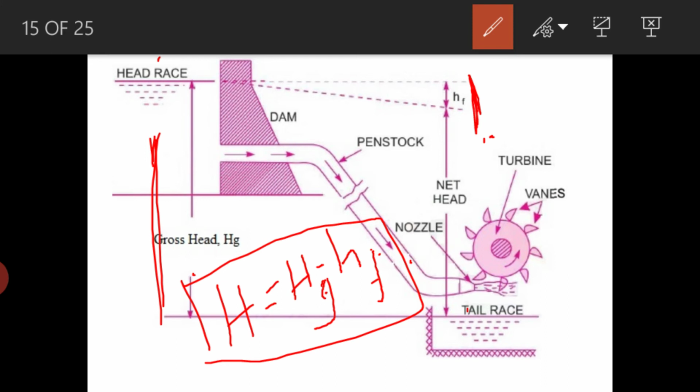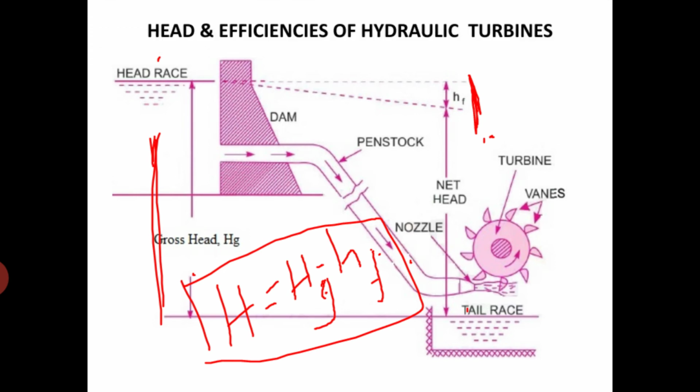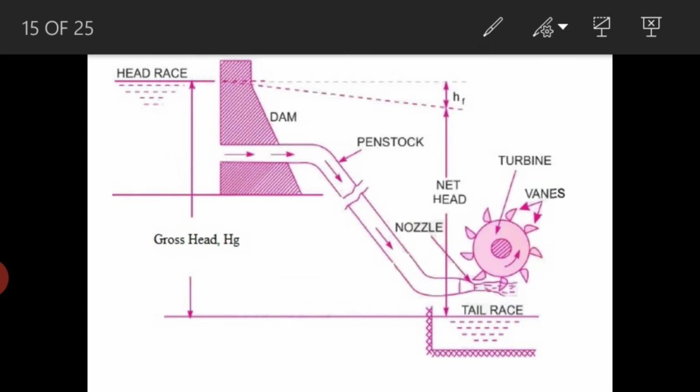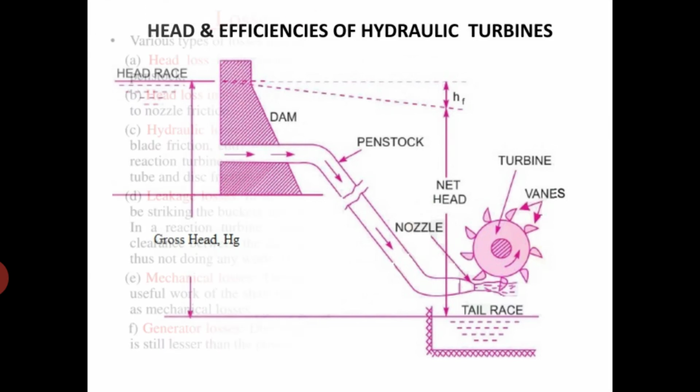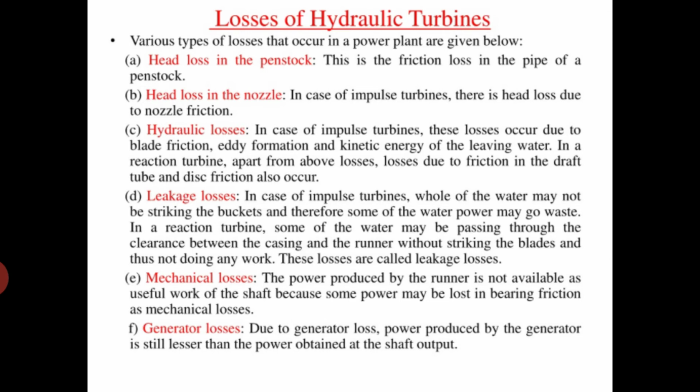And different efficiencies are involved in the analysis of a turbine. There are different efficiencies available: the hydraulic efficiency, then the volumetric efficiency, then the mechanical efficiency, and overall efficiency. So before discussing the different efficiencies involved in the analysis of turbines, let us discuss some of the losses which occur in a power plant, given below.